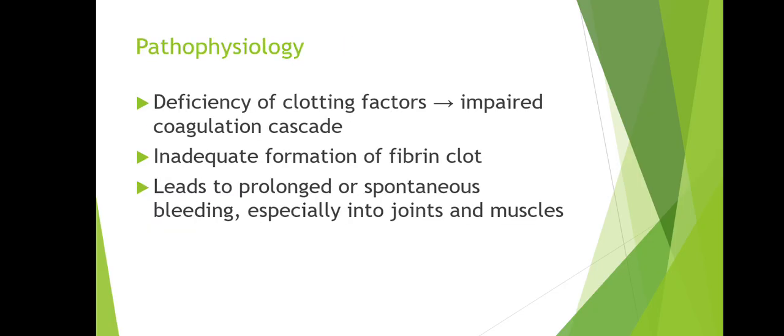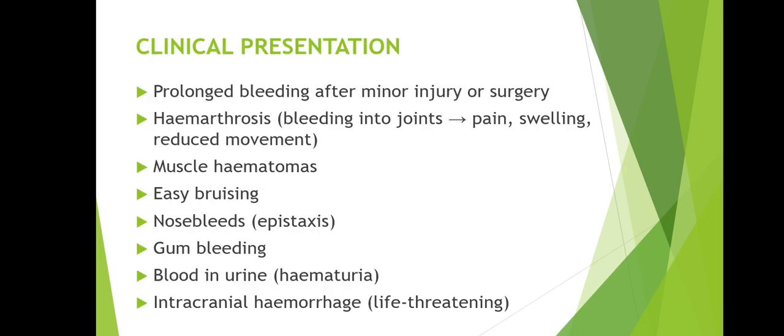So if there's a deficiency of any clotting factor, we are going to impair the coagulation cascade. Inadequate formation of fibrin clot is going to lead to the wound not being able to heal faster. So this is going to lead to prolonged or spontaneous bleeding, especially into joints and muscles.